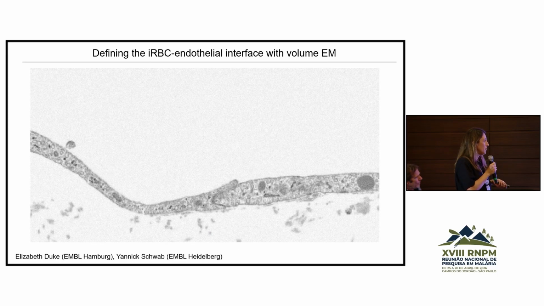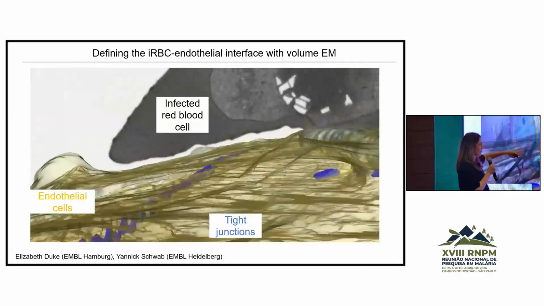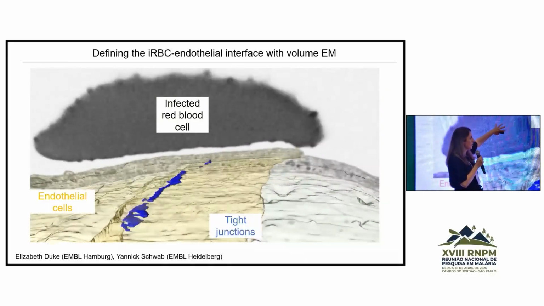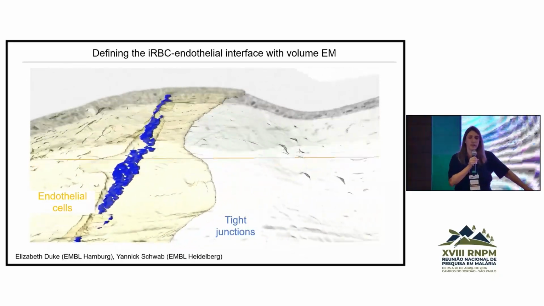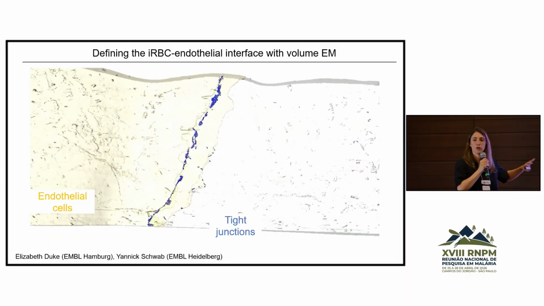And Hannah is doing these beautiful 3D electron microscopy studies that you can see here. So you can see two endothelial cells holding together. We get this in 3D, infected red blood cell on top and the parasite, and we can really have very high resolution of how these two endothelial cells interact and this interaction with the parasite. We could look at the junctions, and there were some differences, but not too much.